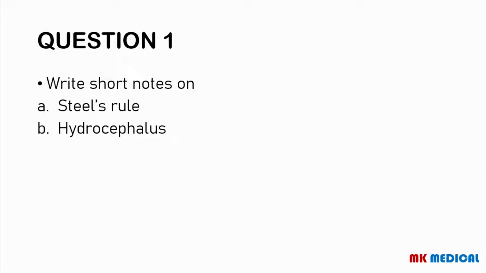Then, write short notes on hydrocephalus. So remember that hydrocephalus is an increase in CSF, cerebrospinal fluid, under pressure within the ventricles of the brain. It is a result of either number 1, blockage of CSF flow, or number 2, decreased production of CSF, or rarely it may be caused by an increase in CSF production.